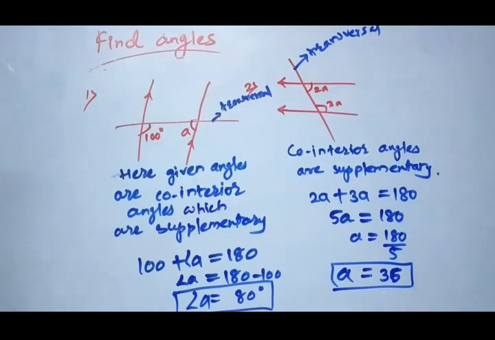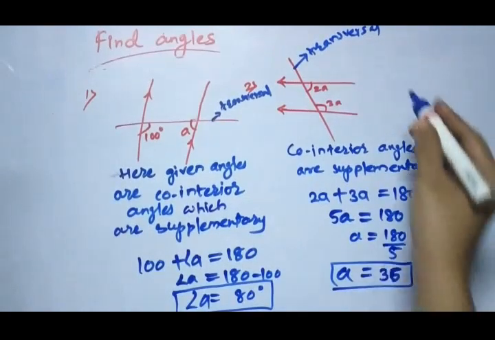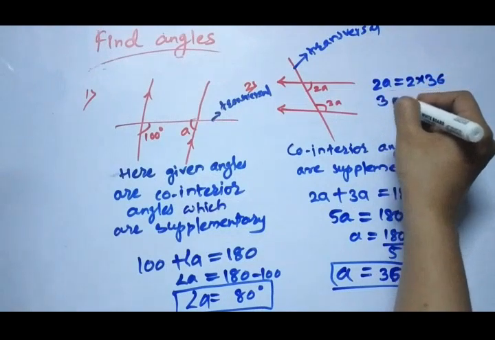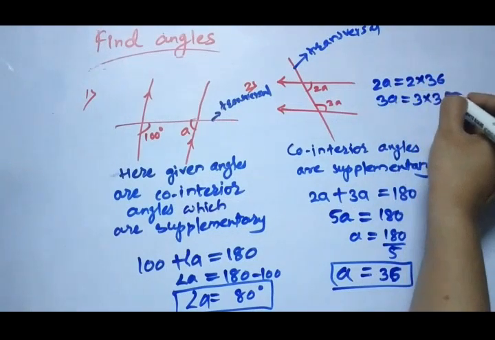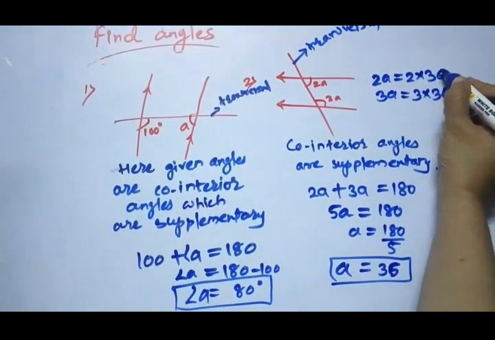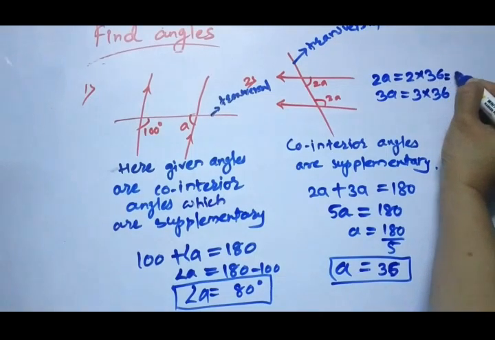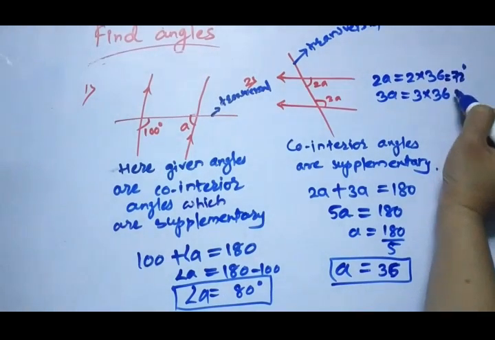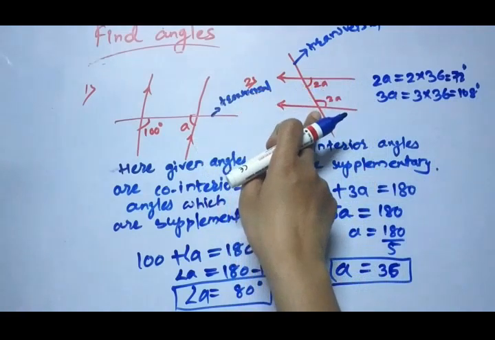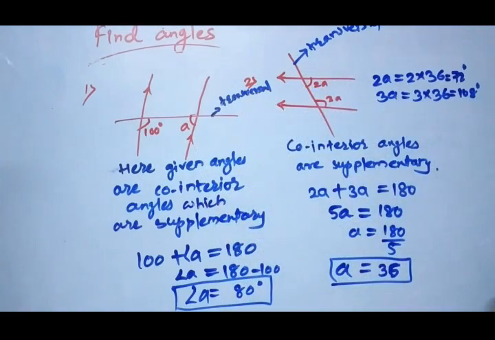So just put these values in 2A and 3A. So friends, 2A is equal to what? Twice of this 36. And 3A is equal to what? Thrice of 36. Twice of 36 means you will get this angle as 72 degrees. And thrice of 36 means this angle you will get 108 degrees. So this angle is 72 degrees and this angle is 108 degrees. If you add them again, you will get 180, which is supplementary angles.